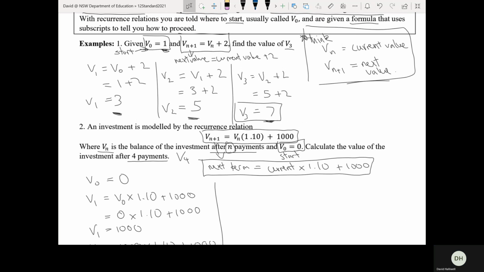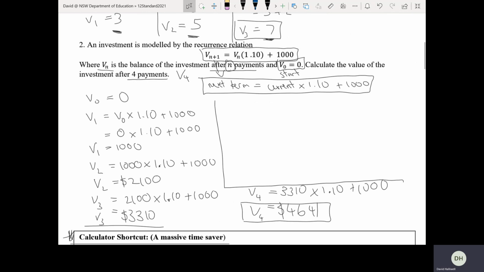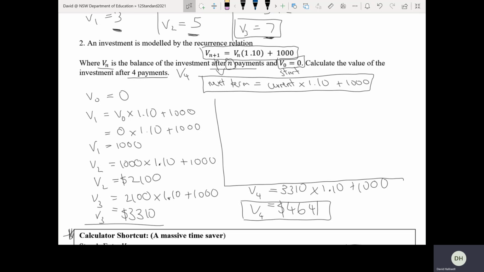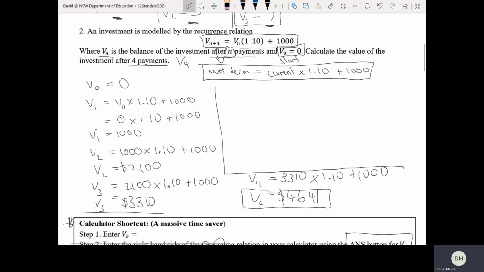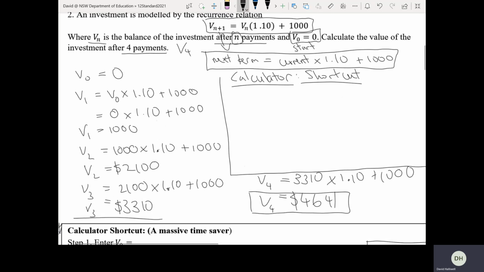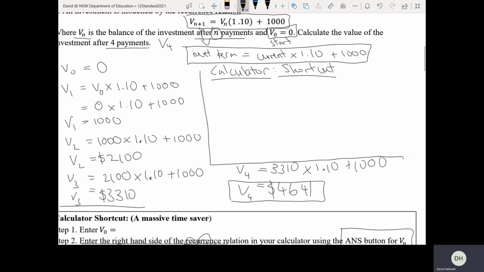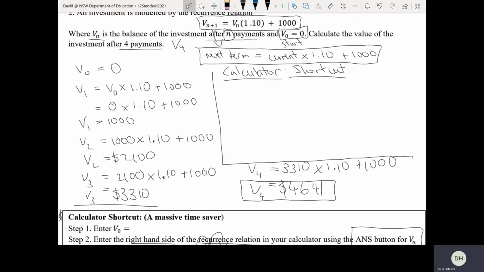Now, what we're going to do is the exact same question we just did using this shortcut. So I'm going to write using calculator. So this is calculator shortcut. Okay, so let's do it. So the first step is to enter V0. So in your calculator, you would press 0 equals.